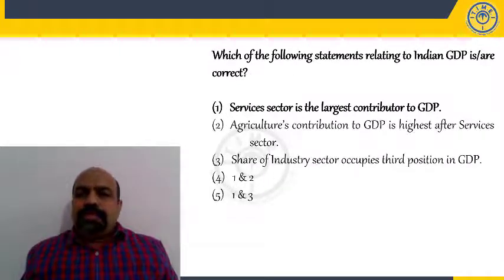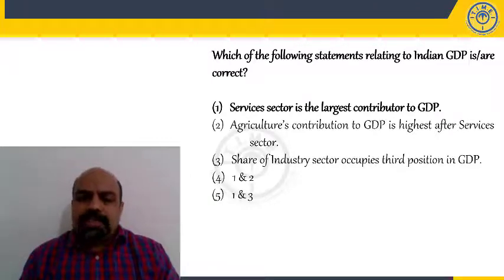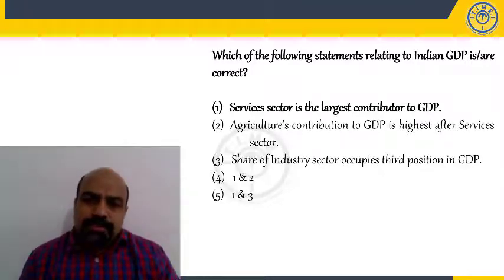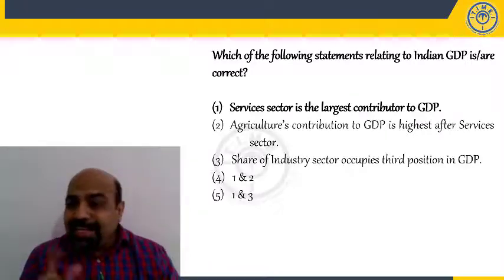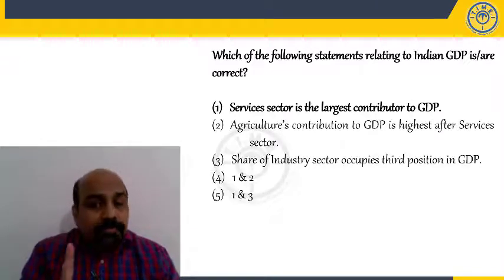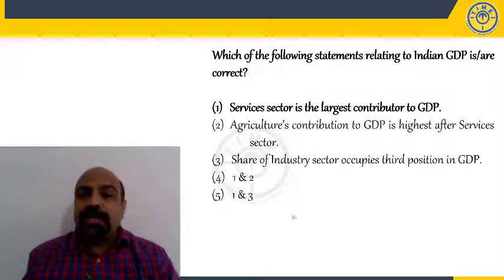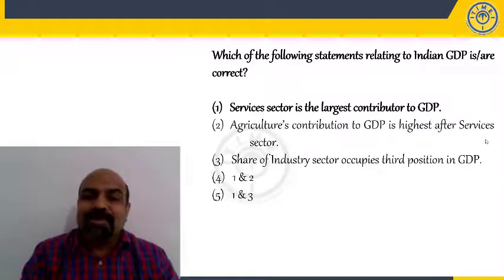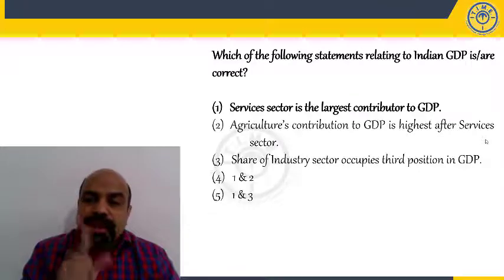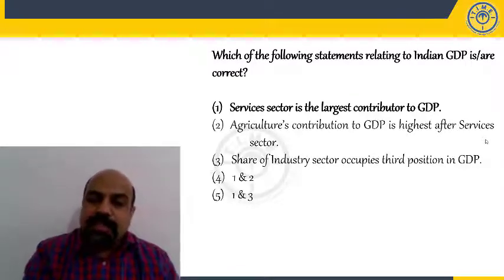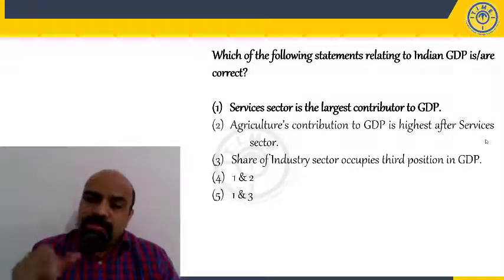Which of the following statements related to the Indian GDP are correct? Services sector is the largest contributor to GDP. Yes. Agriculture's contribution to GDP is highest after the services sector. See, highest after services sector means second highest. Often we make a mistake of writing second highest after services. Second highest would be third. Got it? So highest after services means agriculture in this case. Share of industry sector occupies third position.